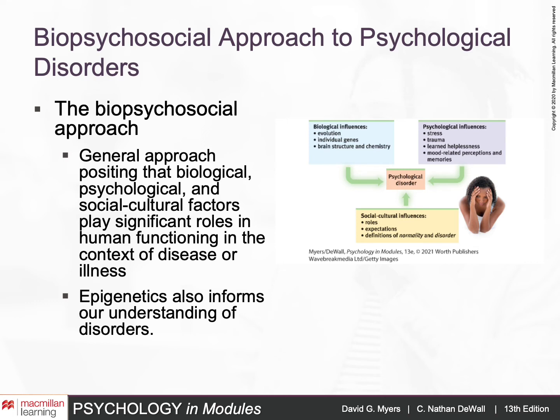So basically, the biopsychosocial approach is a general approach that suggests that there are biological factors, psychological factors, and sociocultural factors that play significant roles in human functioning or in the context of disease or illness, right? So what are some of the biological factors that might influence psychological disorders?